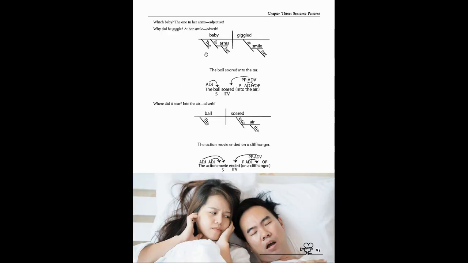And then at her smile is why the baby is laughing. So at is my preposition. Smile is the object of that preposition. Her tells me which smile. So it's an adjective. And then that whole thing is acting as an adverb describing the giggle. So you've got baby giggled. So it's going to look like this. And it's the baby goes in her arms. And then at her smile goes with the giggled. So that's why identifying whether it is an adjective or an adverb for your prepositions matters, because you need to know what word it goes with.